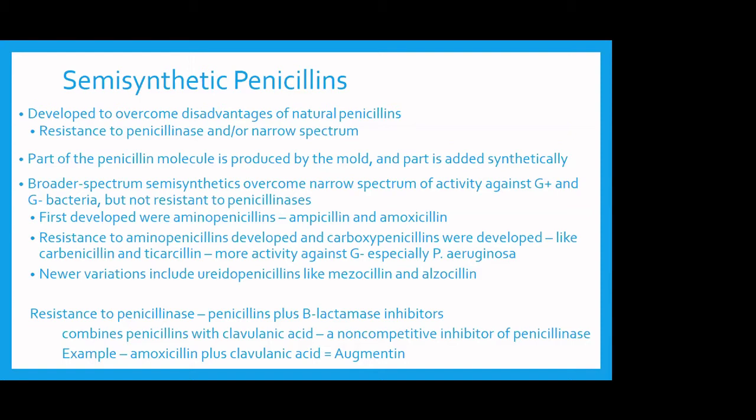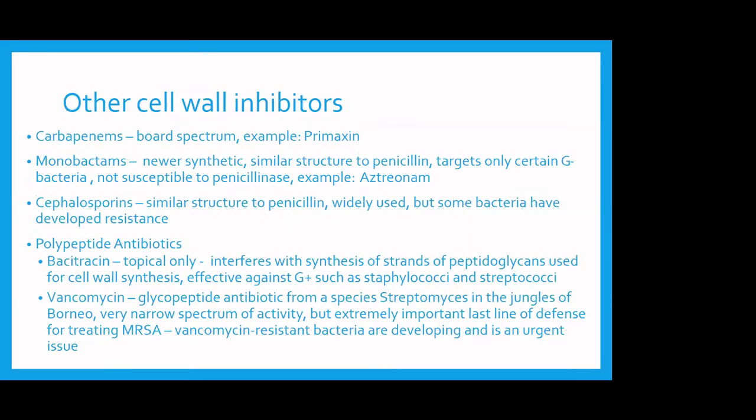And so there are newer penicillin derivatives that have been made to try to overcome that. For example, amoxicillin with clavulanic acid is Augmentin. You probably have heard of that one before. Some other cell wall inhibitors are here. We're not going to go into detail on them. Carbapenems, monobactams, cephalosporins. You've probably heard of cephalosporins before.